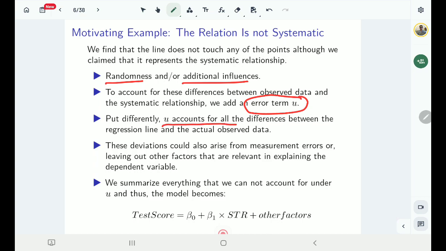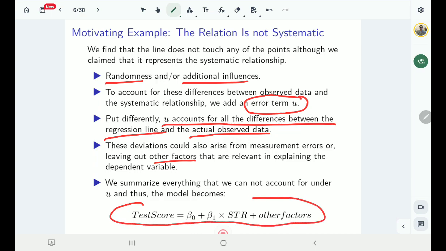So U accounts for all the differences between the regression line and the actual observed data. There are several sources of these deviations. They may be due to measurement errors, as we have mentioned already, leaving out some important factors that are relevant in explaining the dependent variable, and so on and so forth. In the end, our motivating problem helped us to correct the hypothesized model and add this term U.